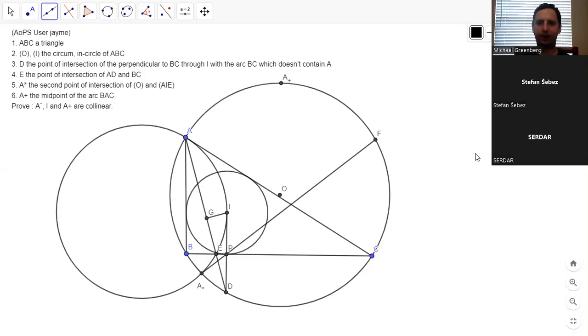So yeah, this is our second problem. The first one was basically a generalization of the very first problem on my channel, and you could kind of solve it the same way. So that was pretty quick. But this one looks like it might be just some fact about mixtilinear incircles, but I haven't seen it before.